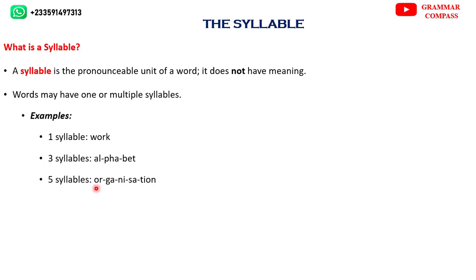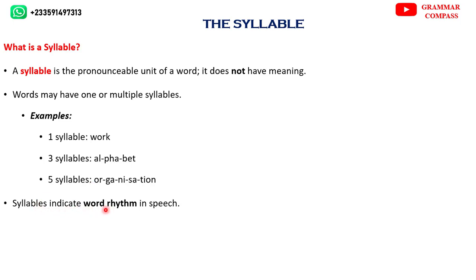Now what about organization? Organization. We have 5 different pronunciable units in the word organization. Organization. This means that we have 5 syllables in this word.